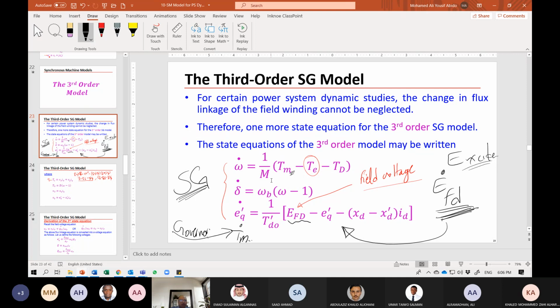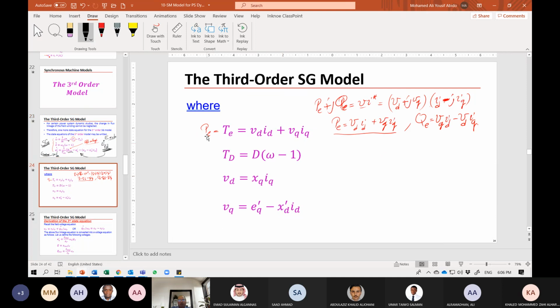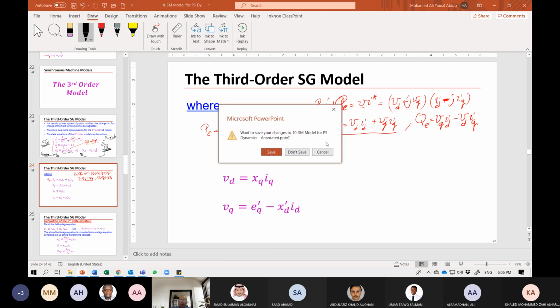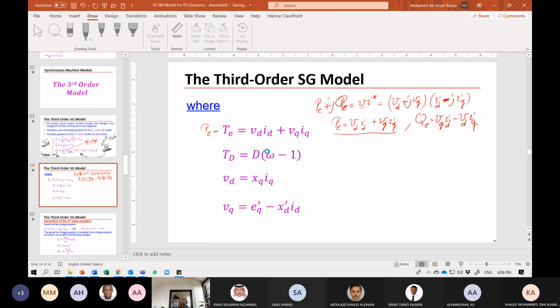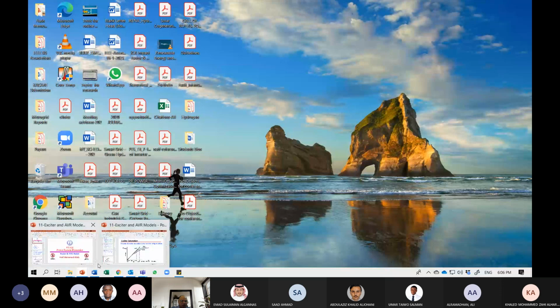You are right, Abdulaziz. So this is the third order model, and I would also like you to know these algebraic equations, which are the supplementary equations for the model. Okay, so let us close this and now start the dynamics of the field winding, or the exciter, or the excitation system in general.